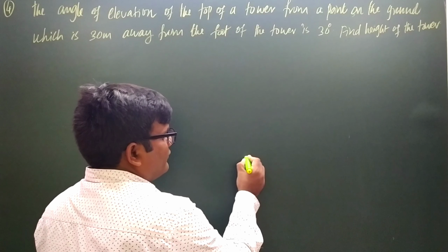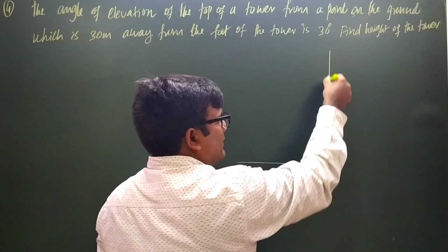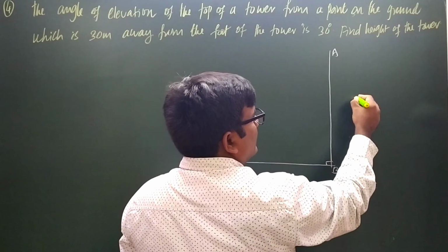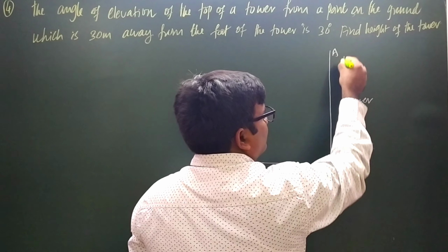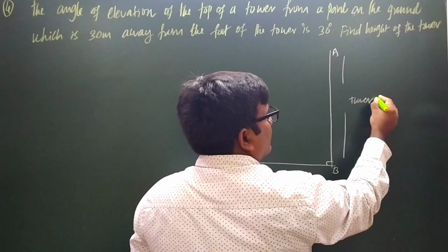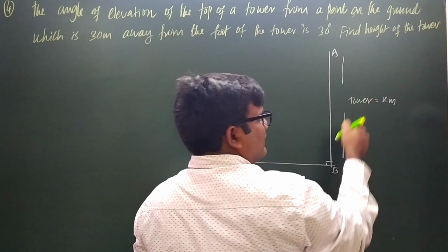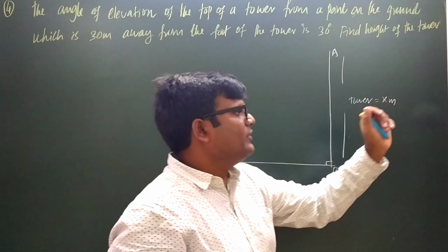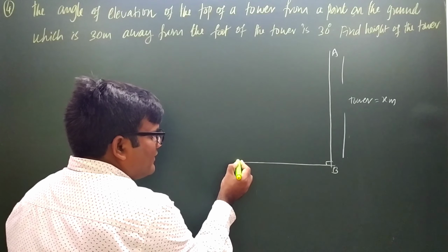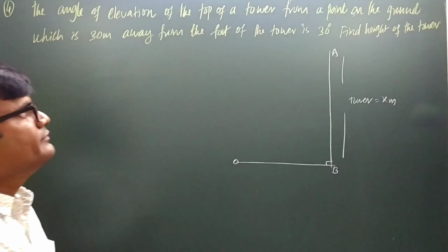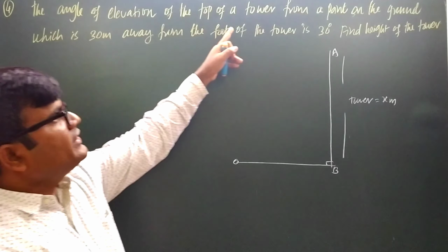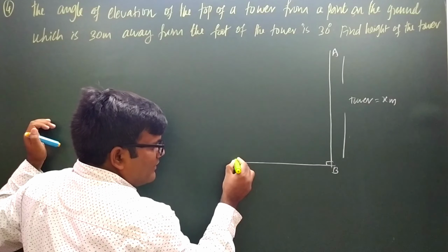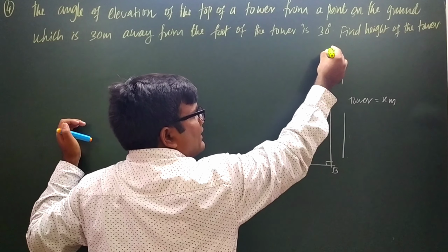So here just draw the diagram. Ground, tower. AB is the tower. This one is the tower. They are asking the height of the tower, so let us take that as x meters. Next clue is here, one observer. An angle of elevation of the top of the tower from a point on the ground. So here I am taking C. See here, the observer is observing the top of the tower.